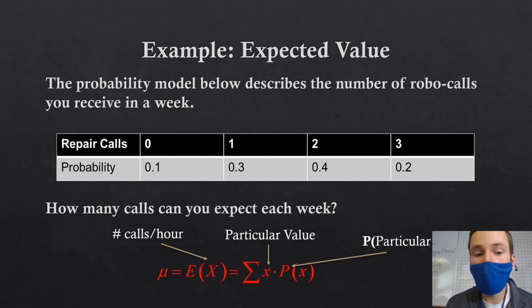To answer the question, how many calls can you expect to get each week, this is where the expected value comes in. We're going to take each of these individual numbers of calls possible, multiply them by their corresponding probability, and then add it to the other ones. So let me flip over to this next slide and I'll show you how it's done.